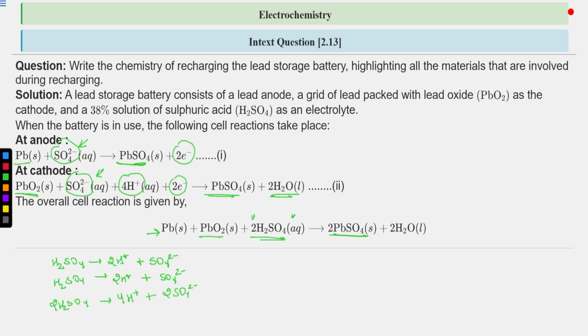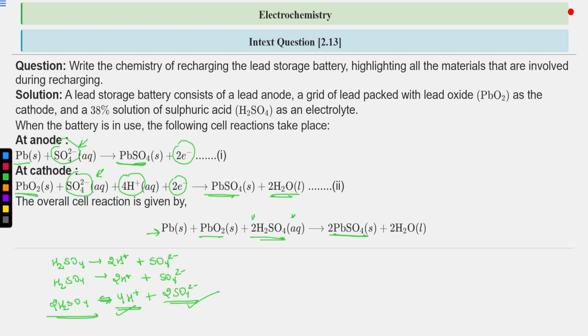So if you have written 4H positive plus 2 SO4 2 negative at the equilibrium, because the dissociation reaction is at equilibrium, the reaction can happen in the forward and the backward direction also. So you can also write it as 2H2SO4. Okay, so we are already having 2 SO4 2 negative ions, which is this one, and 4 H positive ions, which is this one. And when you add these, first of all, at the anode and the cathode reaction, we are writing them separately.